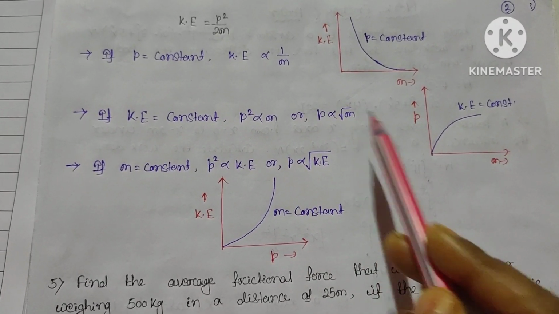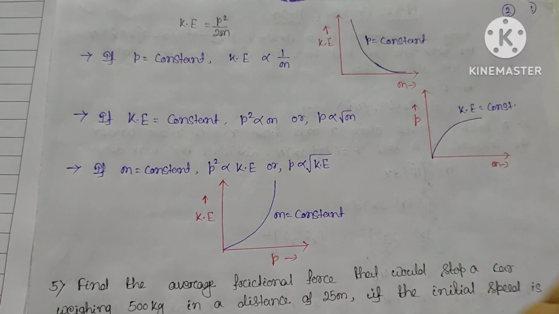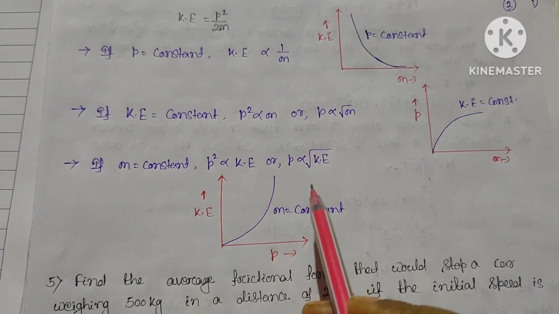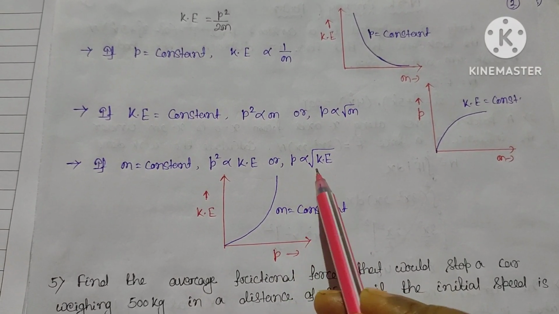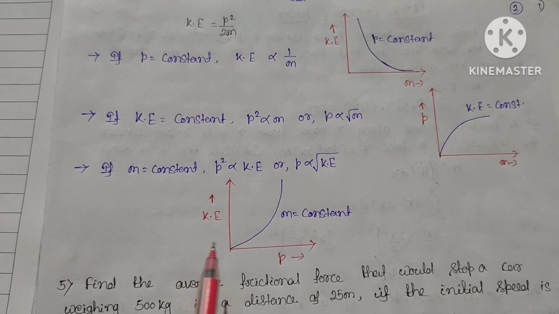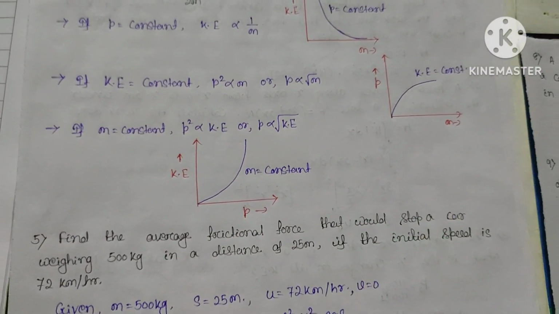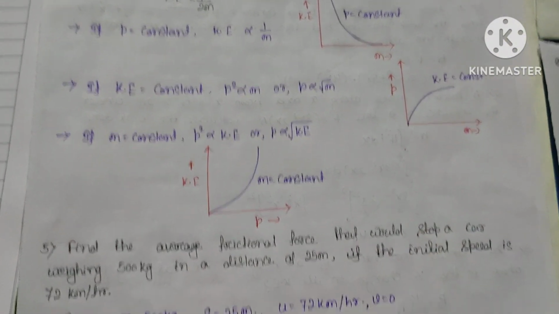So this is root over m, so the curve will be just like towards the m. Here also when m is constant, the P is proportional to the root over of kinetic energy, so the curve will be like towards the kinetic energy. So you can compare these three graphs.